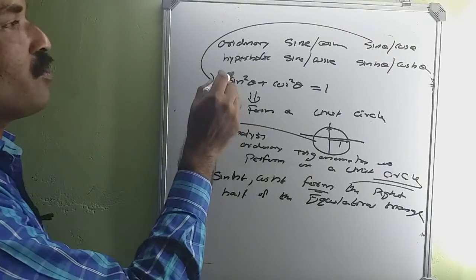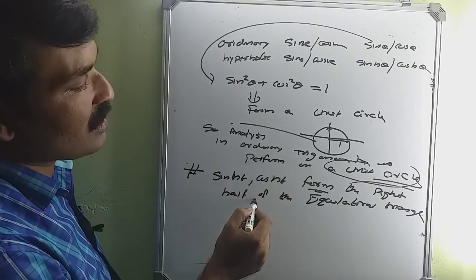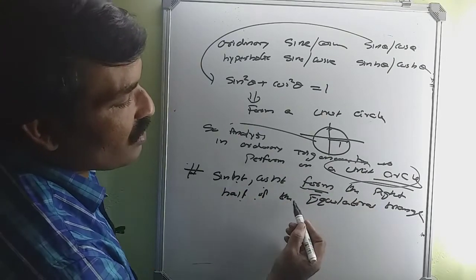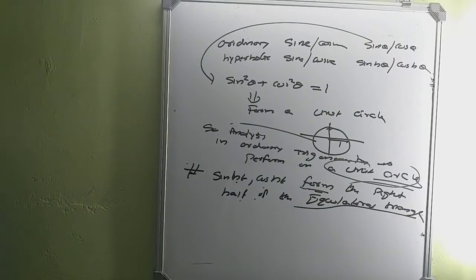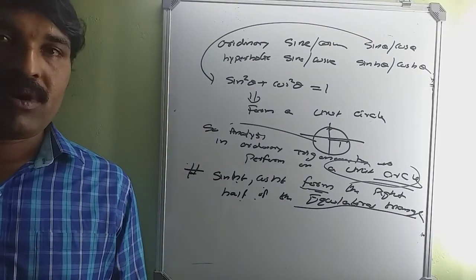This means ordinary trigonometric functions form a circle, but hyperbolic functions of sine and cosine form the right half of an equilateral hyperbola. That's the difference between ordinary trigonometry and hyperbolic trigonometry.